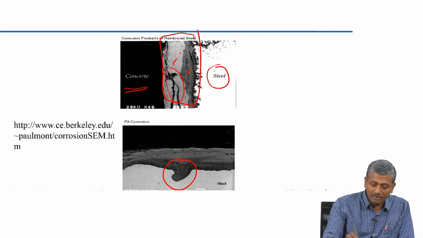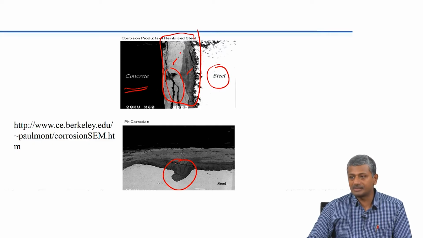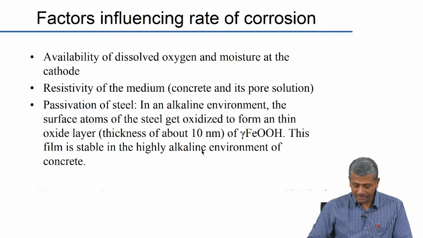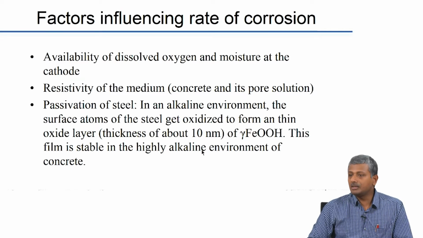Again, this is an example of chloride induced corrosion. You see that there is a pit locally forming in the steel, and that is leading to a greater removal of cross section from that location. So, what are the factors that influence the rate of corrosion? We have talked about this before, but just to reiterate, we need oxygen and moisture for the corrosion reaction to propagate.